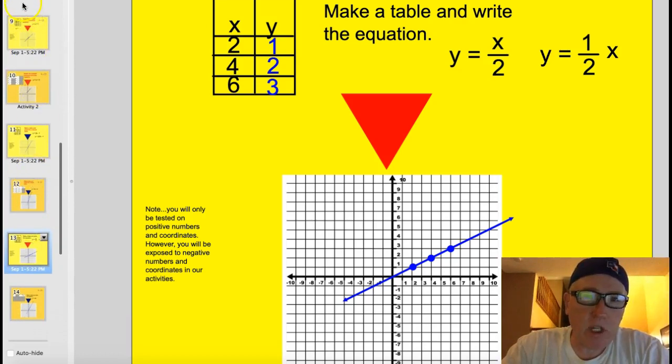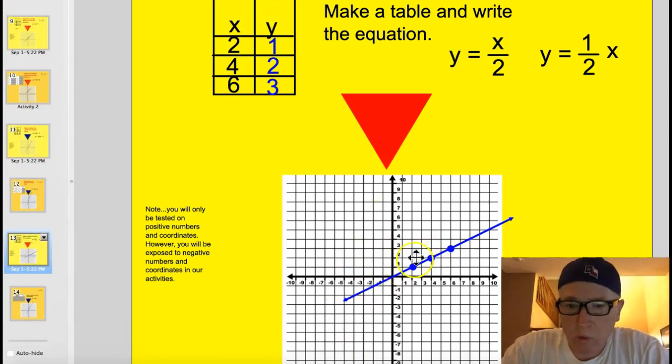Get you set for your next pause problem. Same thing, quick. Read the points on the graph, make the table, write the equation.